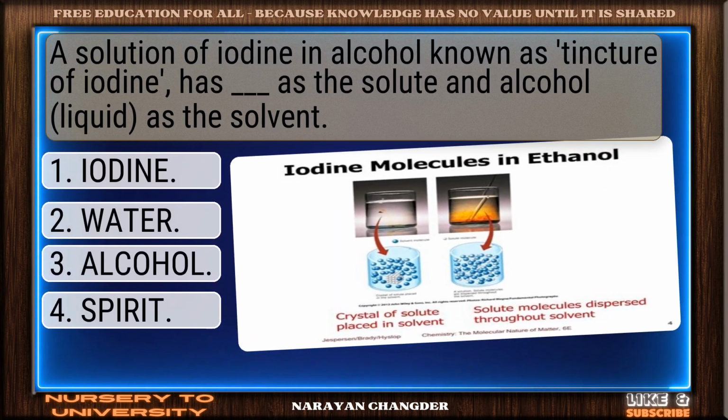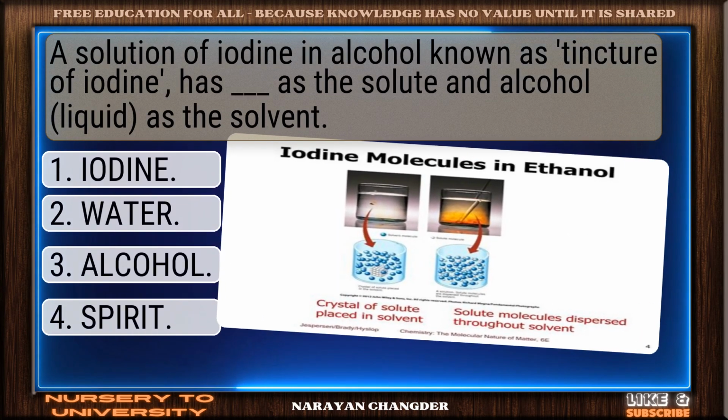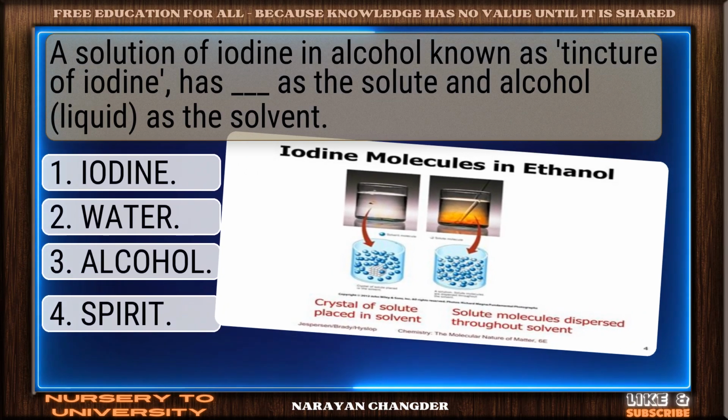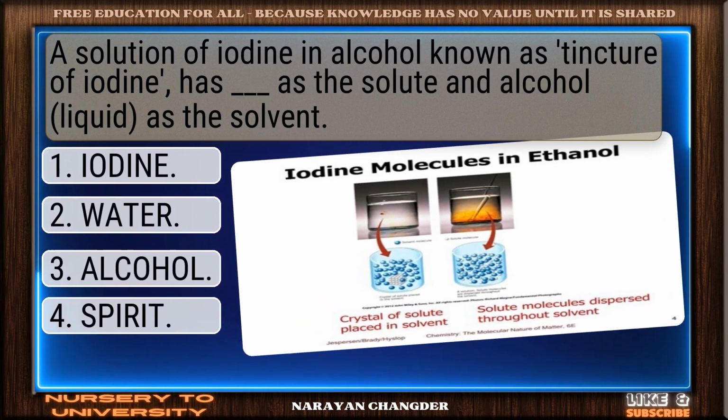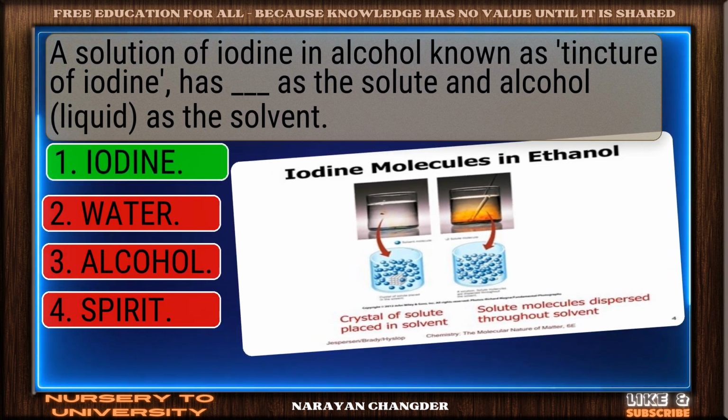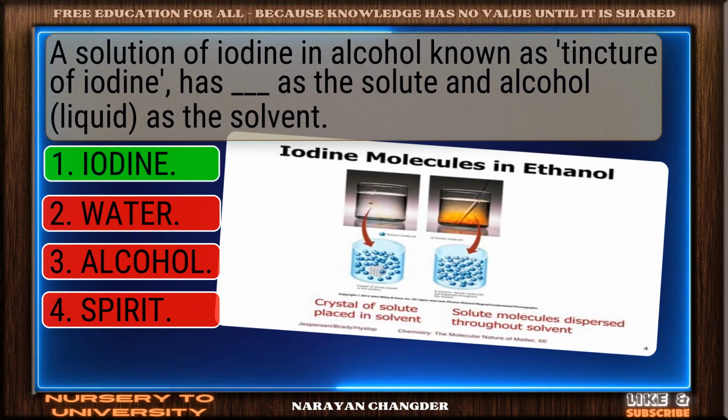Question number 23. A solution of iodine in alcohol, known as tincture of iodine, has dash as the solute and alcohol as the solvent. Well done. Iodine is the right choice.